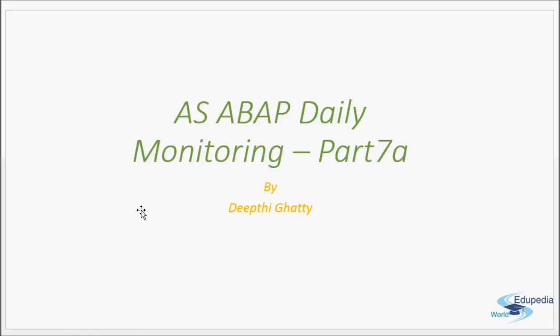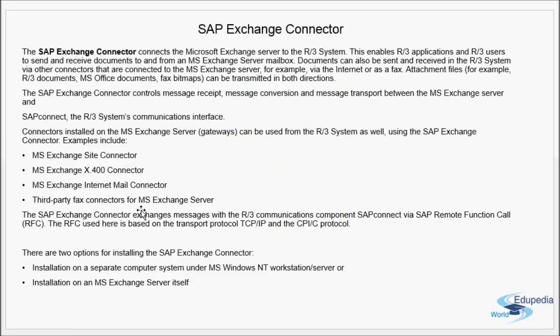So in this video, we learn about the SAP Exchange Connector. This is nothing but an interface. It's used as a connection, for communication between the SAP system and the Microsoft Exchange server. The SAP Exchange Connector connects the Microsoft Exchange server to the R3 system. This enables R3 applications and R3 users to send and receive documents to and from an MS Exchange server mailbox.